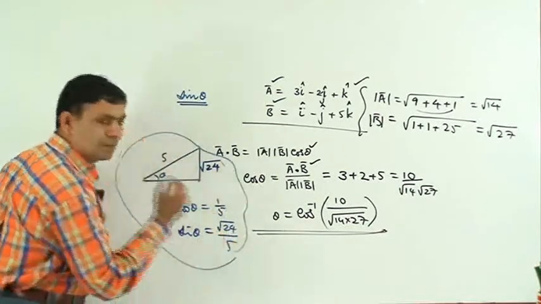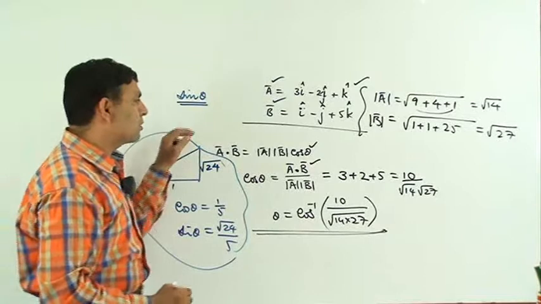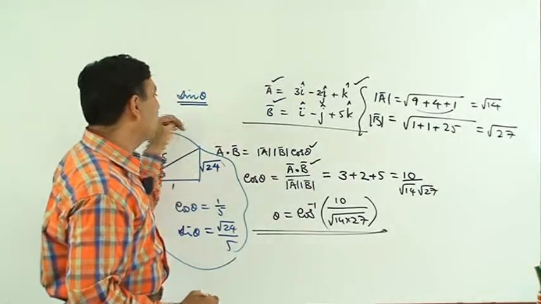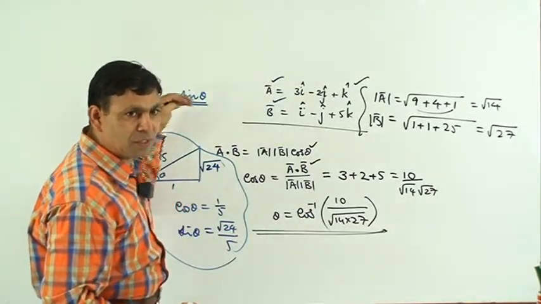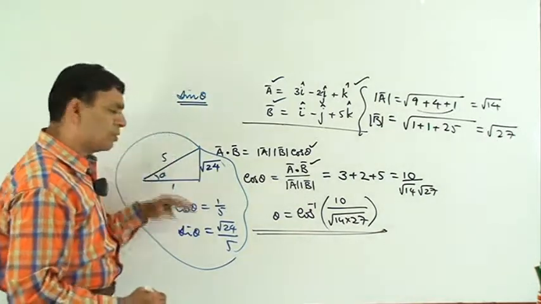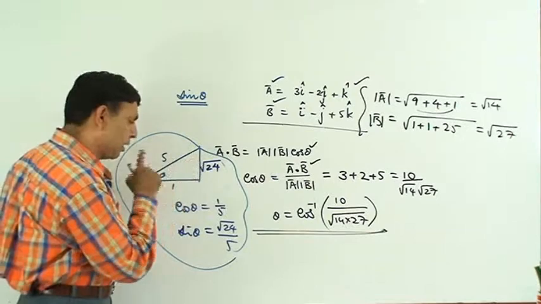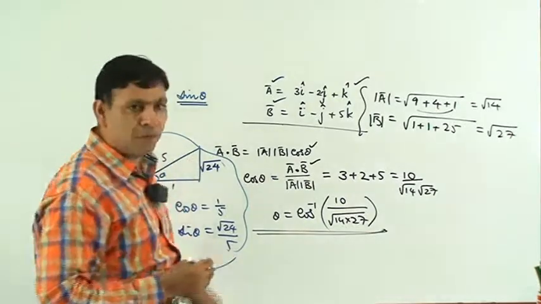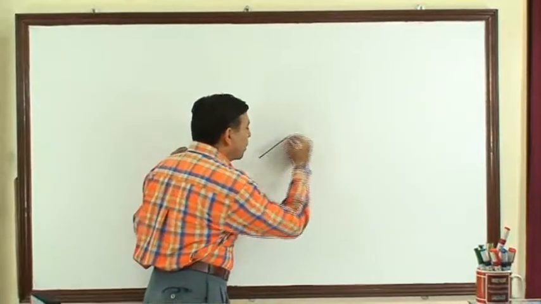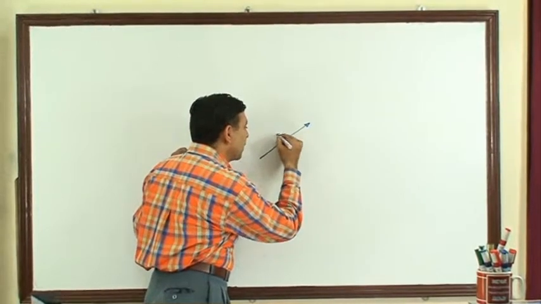Is that clear? So even if they tell you some two vectors and they ask you to find sin theta, where theta is the angle between A and B, you need to compute cos theta, then draw a simple triangle, and using your simple trigonometric ratios you can compute the value of sin theta, fine. So now you already know how to get the angle between given two vectors A and B.